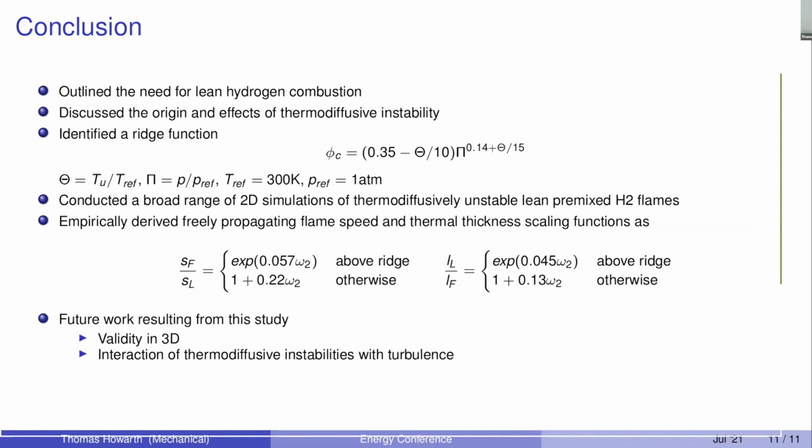We also want to investigate the interaction of these instabilities in this kind of setting with turbulence. So instead of just having a completely laminar fluid flow through the domain, we're going to introduce some kind of homogeneous isotropic turbulence to the numerical experiments. Even further, we're potentially also going to look at partial premixing.